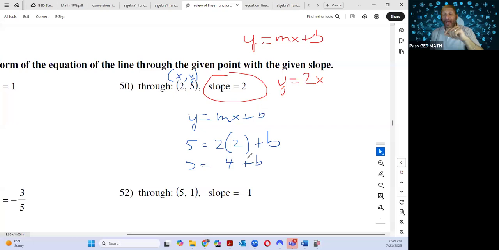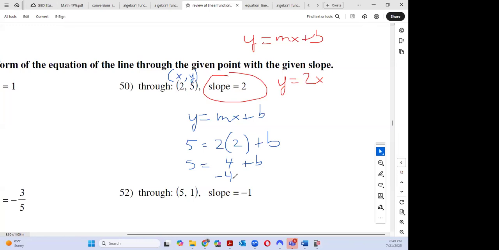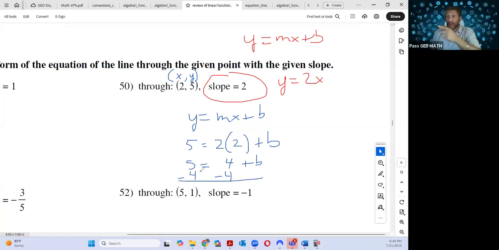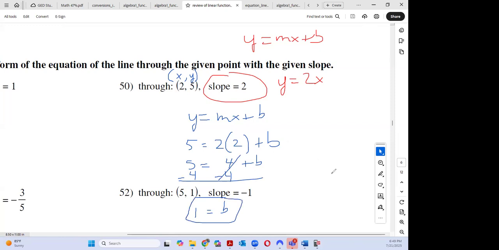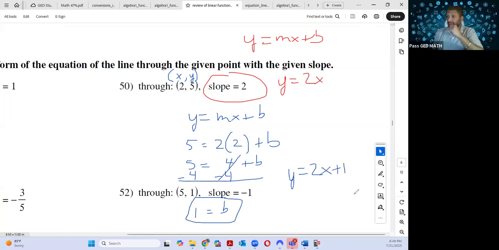Solving a one-step algebraic equation, in order to get b by itself, I've got to get rid of +4. The opposite of +4 is -4. Whatever I do to one side, I do to the other. 5 minus 4 is 1. Bring down my equal. My 4's cancel. Bring down my b. My y-intercept, which is b, is 1. My slope is 2. y equals 2x plus 1.